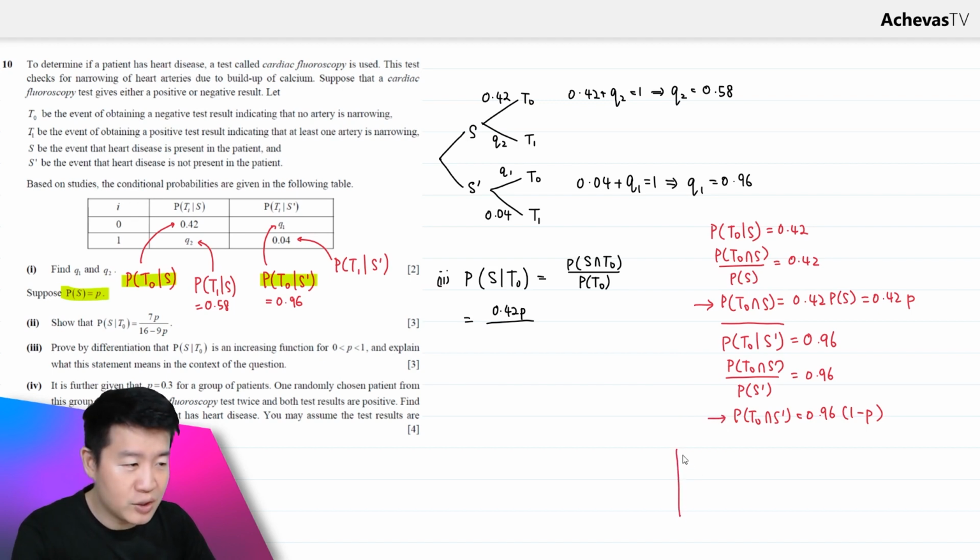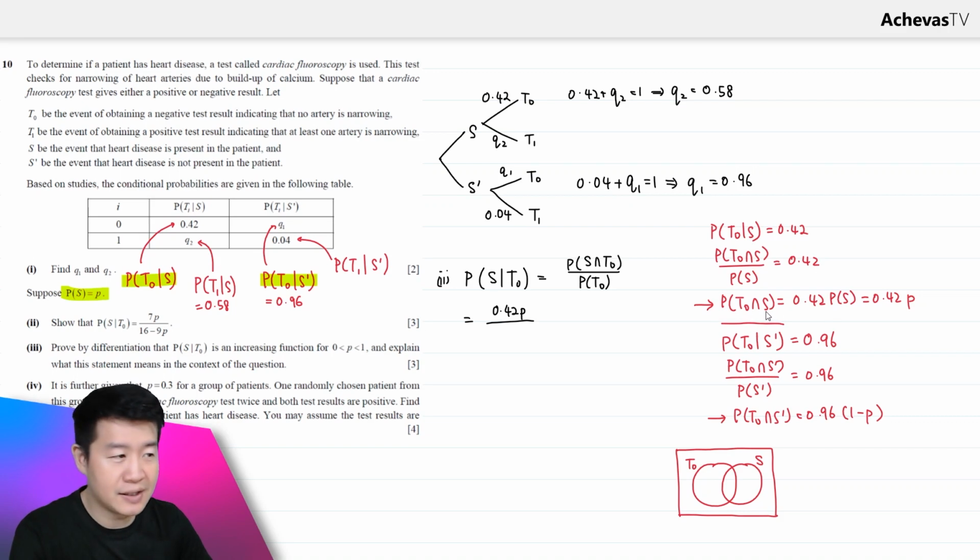Now we have this result and we have this result. If I were to visualize this on a Venn diagram, it will actually become sort of obvious. If I work on two events, T0 and S, what is T0 intersect S? T0 intersect S is this part, so this is 0.42p. What is T0 intersect S prime? T0 intersect S prime is this portion here, which is 0.96 times 1 minus p.